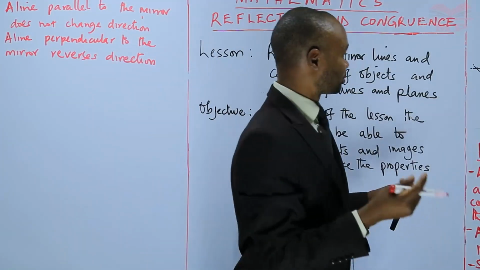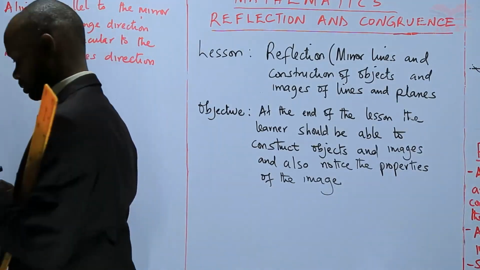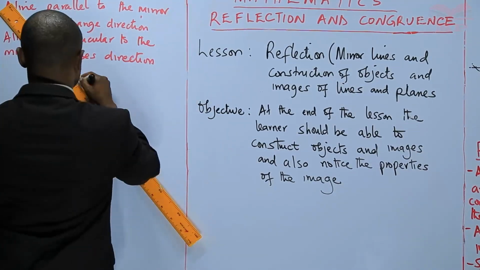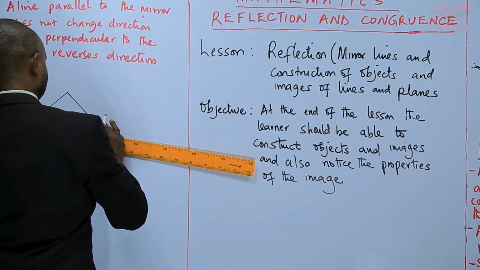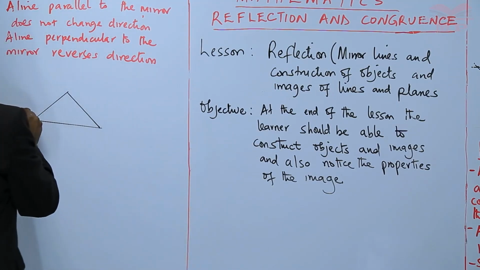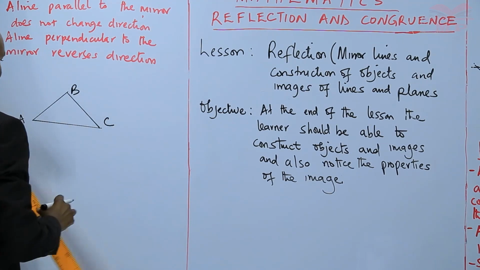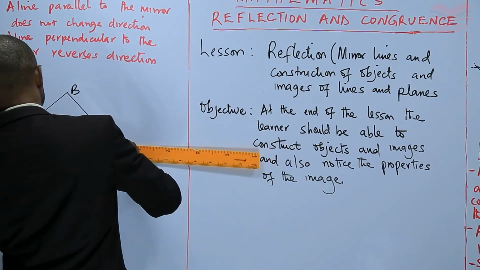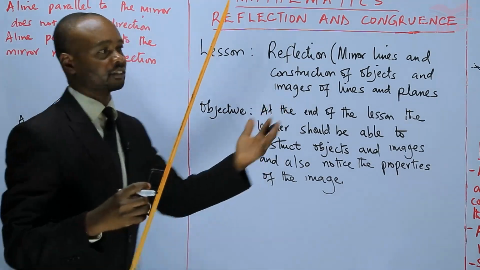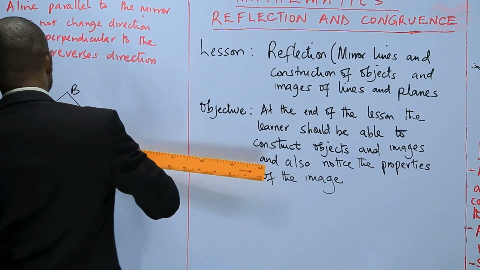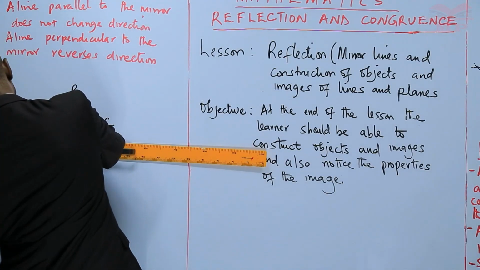So if we have a triangle, and so that is a triangle ABC. As usual, I should have the mirror line. Notice that the mirror line doesn't need to be horizontal. It can be vertical at any angle, so long as the properties of reflection are followed.